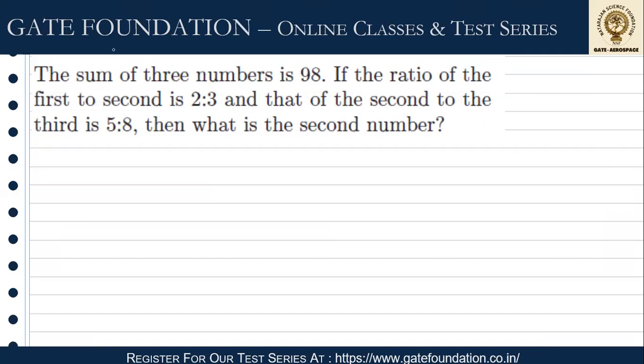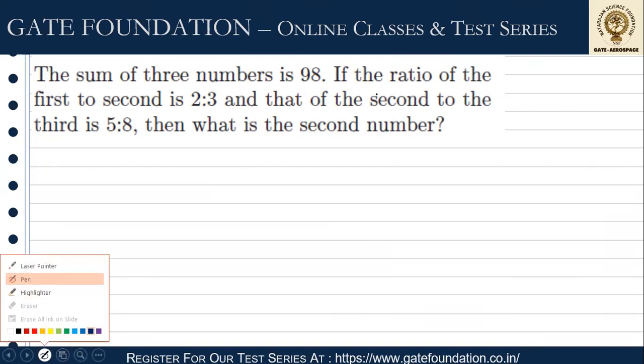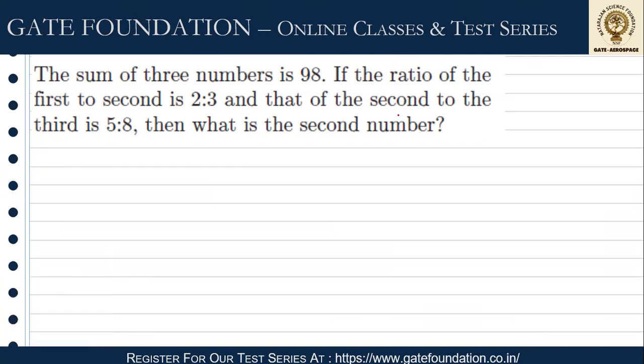The second number is 30. Okay, let's see what is the answer. The sum of three numbers is 98. The ratio of first to second is 2 is to 3, and the ratio of second to third is 5 is to 8. What is the second number?